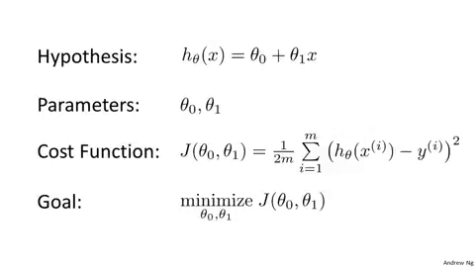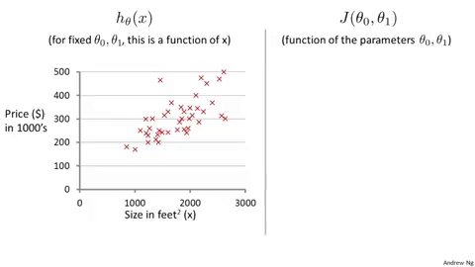Here's our problem formulation as usual, with the hypothesis, parameters, cost function, and our optimization objective. Unlike the last video, I'm going to keep both of my parameters, theta 0 and theta 1, as we generate our visualizations for the cost function. So, same as last time, we want to understand the hypothesis h and the cost function J.